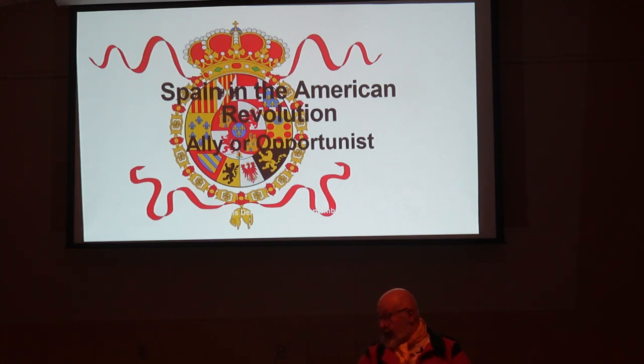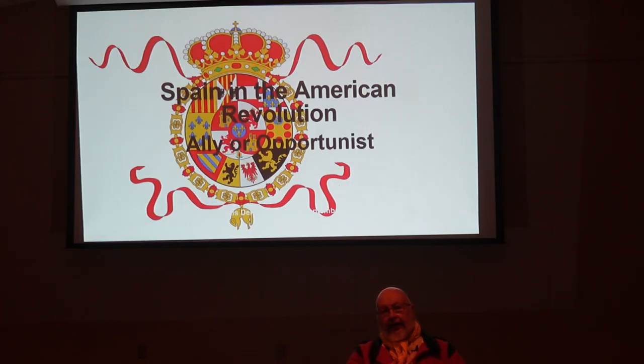Spain and the American Revolution, ally or opportunist? At the end of this presentation, I'm going to take a hand vote to see which one you think they are. The American Revolution starts. All the European countries are watching this, and it's affecting trade because the British system was a mercantile system, which basically meant they got goods from the colonies, shipped them to England, produced finished goods, and shipped them back to their colonies and sold them.